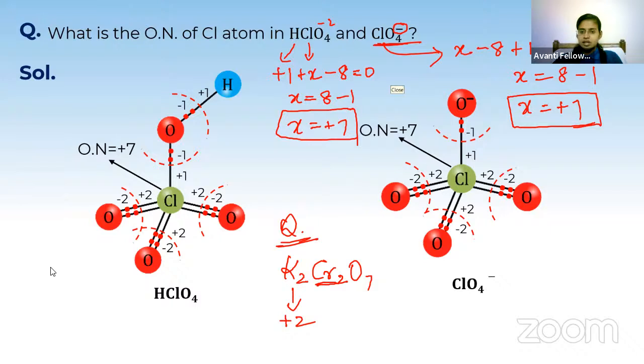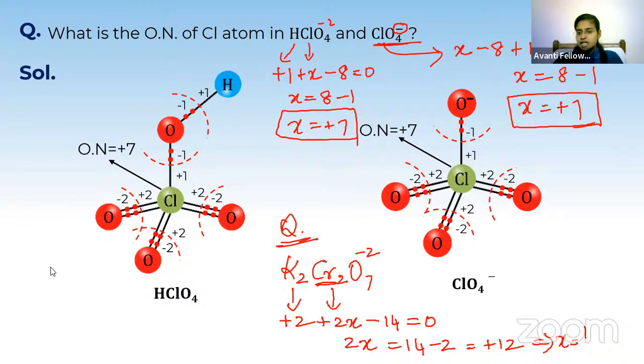Listen. So we have 2 chromium, so +2 plus 2x. And for each oxygen, it is -2. So 7 into -2 means it is -14, which is going to be equal to 0. So 2x is equal to 14 minus 2, which is +12. And x is equal to +12 divided by 2, so it is +6. The oxidation state of chromium in the compound is +6. Is it clear to all of you?